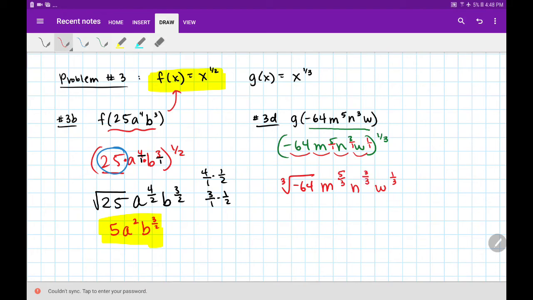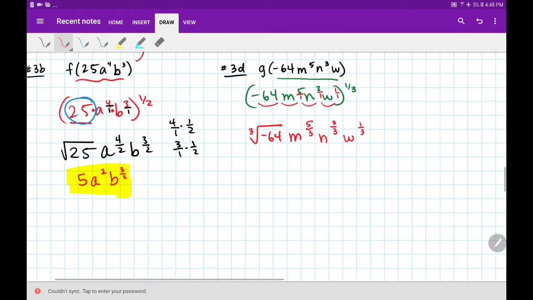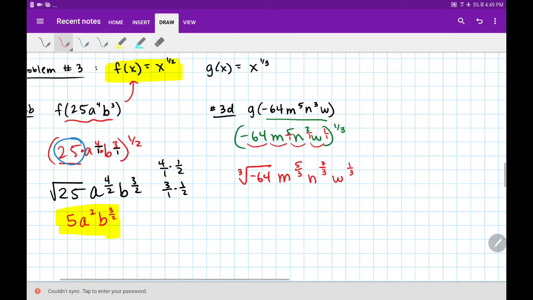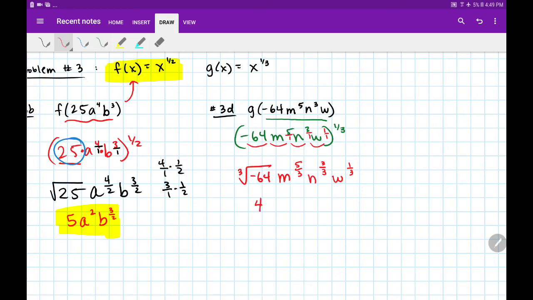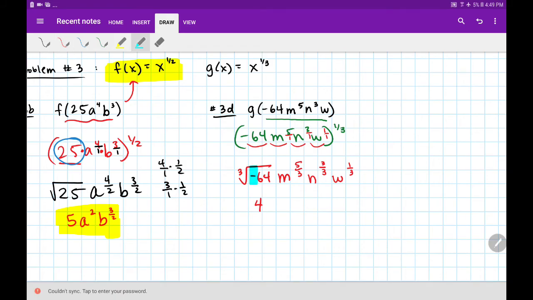Next step, we're going to simplify as far as we can. So the cubed root of negative 64 is asking what number times itself 3 times will give me negative 64. So I know 4 times 4 times 4 gives me 64. Now I have to think about this negative really carefully. When I'm taking the odd root of a negative number, is it imaginary or is it negative? So let's make some notes off to the side really quick.